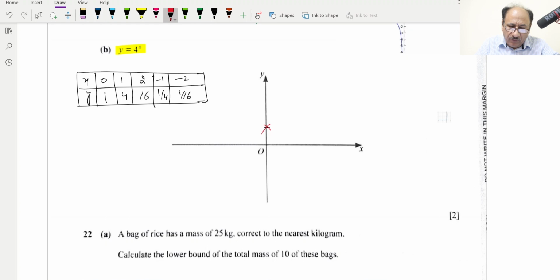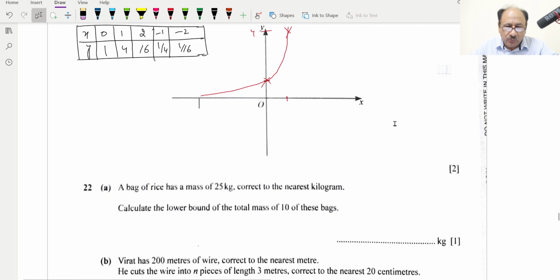And for 1 it is 4, for example, this is 4, so this will be the point, and it will be curving like this, and this side also it will be going like this, very close to the x-axis, but never touching the x-axis. So when I'm trying to keep my pen away, it is moving towards this.